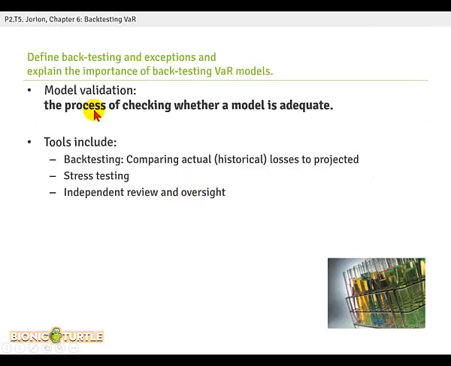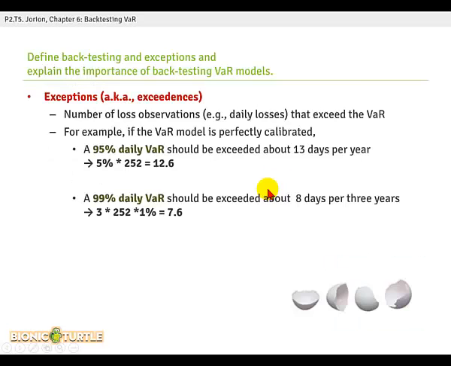So model validation is Jorion's broad class for the activities which relate to the process of checking whether a model is adequate. And so the tools in model validation include backtesting, stress testing, and independent review and oversight. So notice backtesting is different from stress testing. So for example, in Basel regulations, value at risk is required to be both backtested and stress tested.